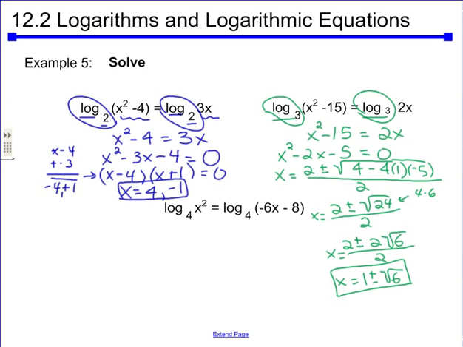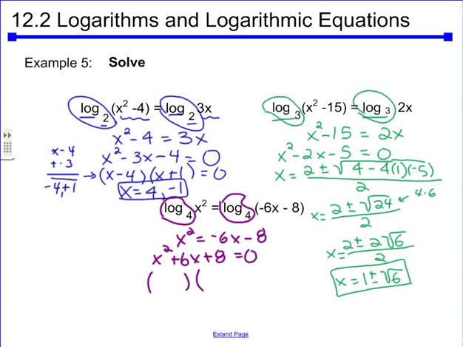One more. So we have log base 4 and log base 4. When you have the same log to the same base on the side, you can just set your expressions equal to each other. And now we're going to solve this equation, another quadratic. Hopefully we can factor this one. Looks like we can. Two things that multiply to get 8 and add to get 6 is plus 2 and plus 4. So setting those equal to 0, x is negative 2 and negative 4.